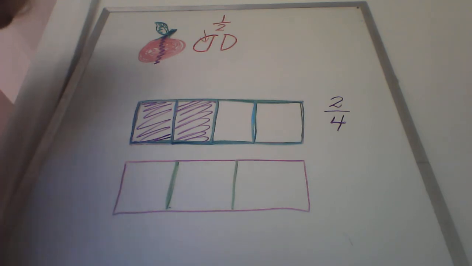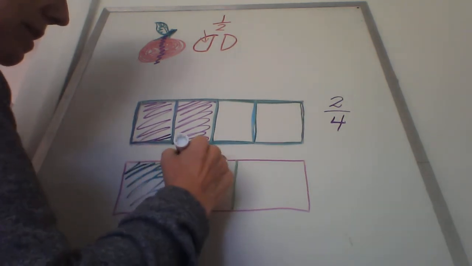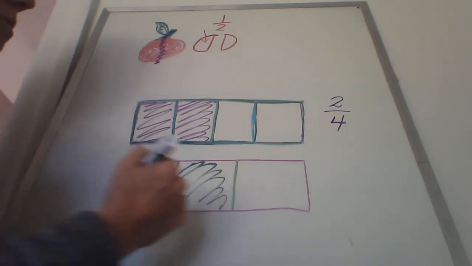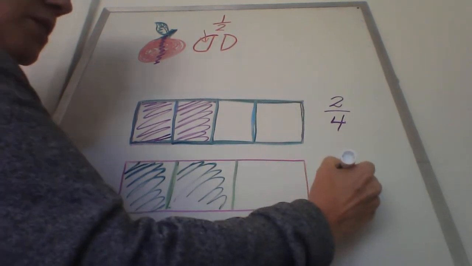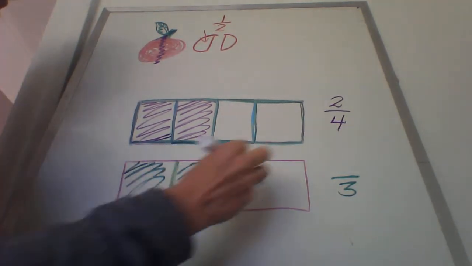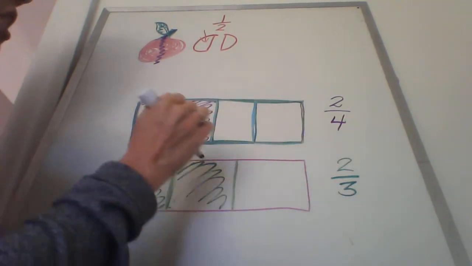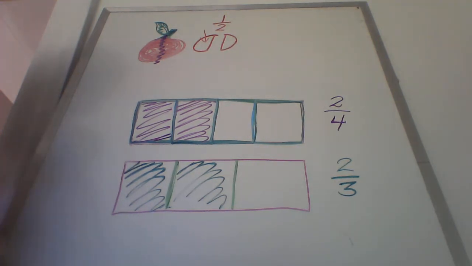In this other bar, we've split it into 3. And again, we're going to give away 1, and we're left with 2 pieces. Okay? Now, this group is 3, so the part that's left is 2. So we have 2/4 and 2/3.